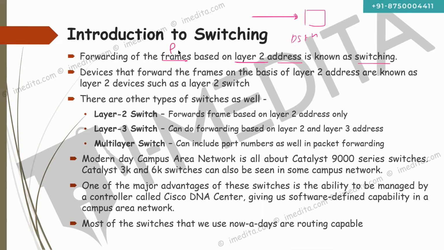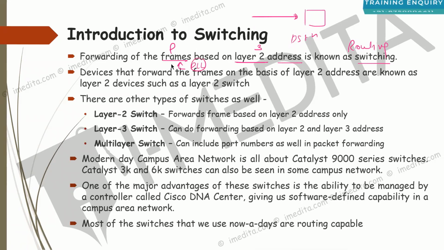Forwarding of the packets based on the layer 3 address is what we refer to as routing. So forwarding of the frames based on layer 2 address is switching, and forwarding of the packets based on layer 3 address is routing. Why are we referring to a frame here? Because of the data link layer. At the data link layer, we call the data a frame.